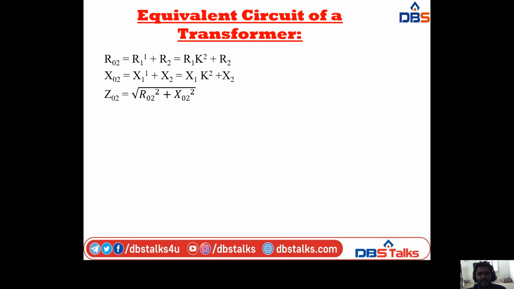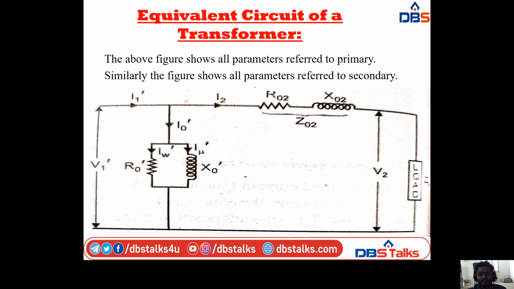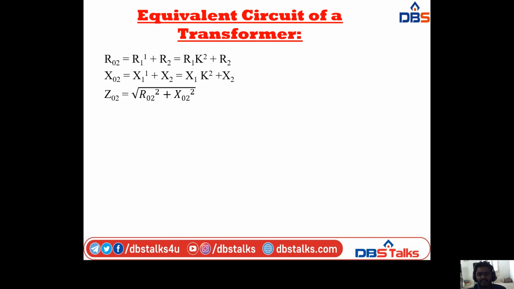From this one I am writing R02. So here I am representing with R02. That is, R02 is equal to R1' plus R2, which is equal to R1 k square plus R2. And X02 is equal to X1' plus X2, which is equal to X1 k square plus X2.